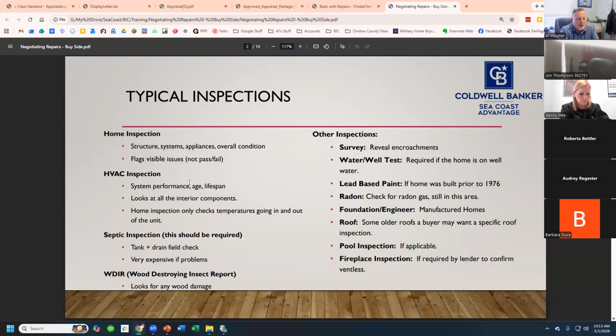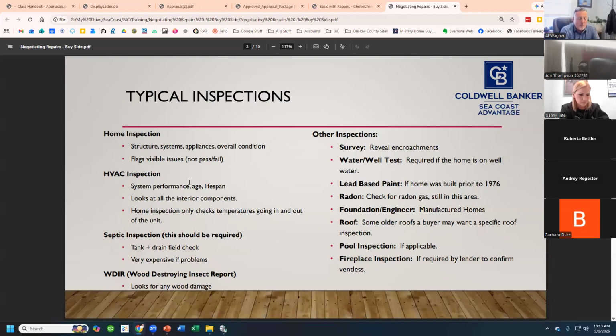Foundation or an engineer inspection. If the home is a manufactured home, you're going to be required to have an engineer report to show that that home was put on that property according to local code. So you need to be thinking about these things when you go into buying any type of these homes. A manufactured home, that's an additional expense. Those run anywhere from $350 to $500, depending on who you hire.